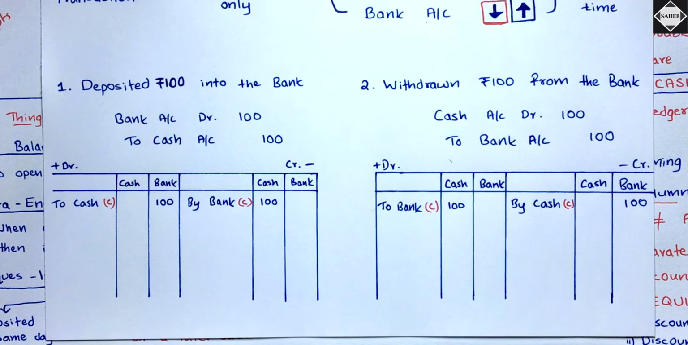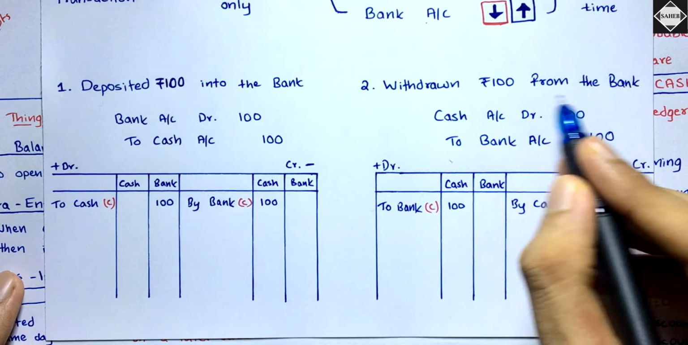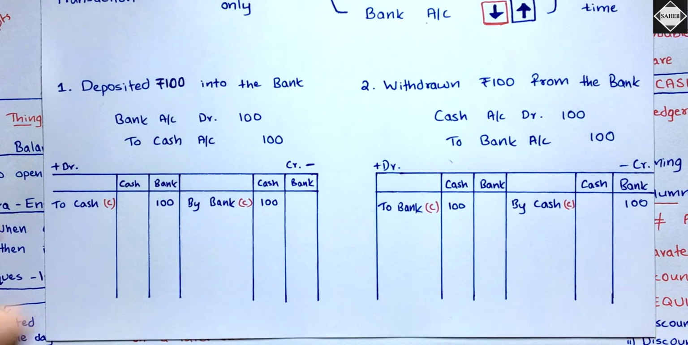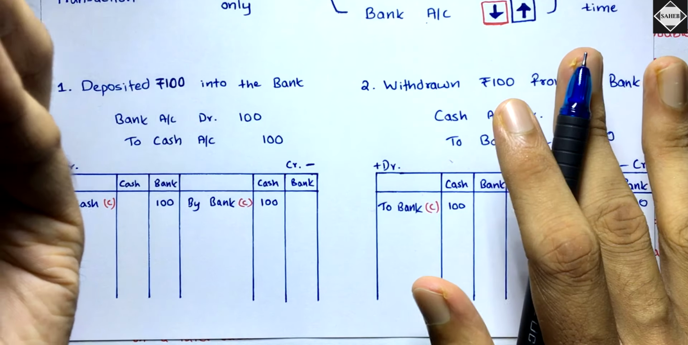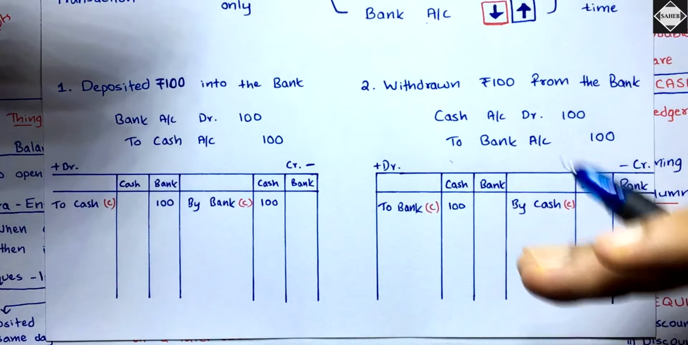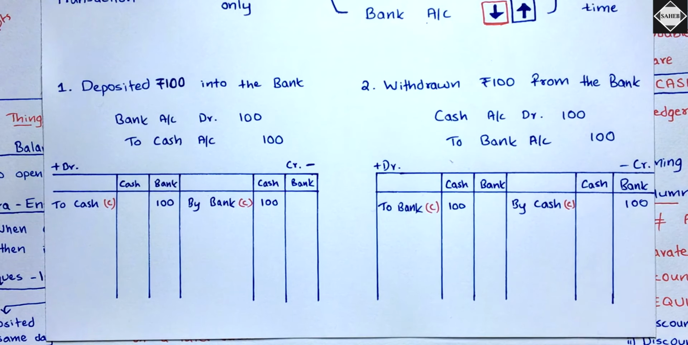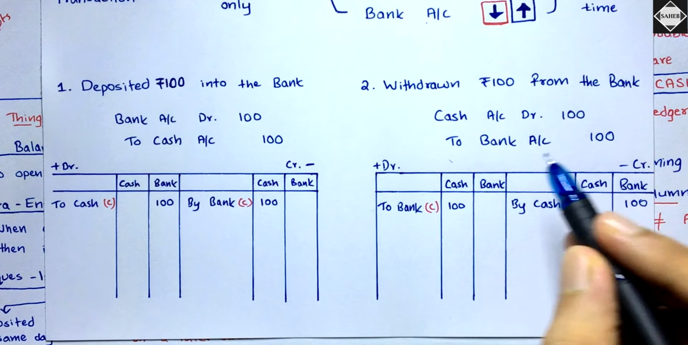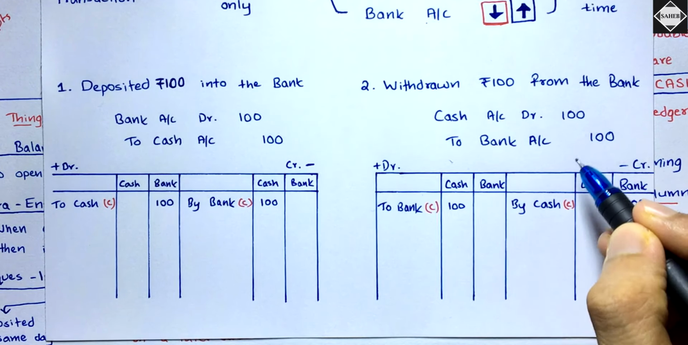Is that okay? Another example is withdrawing rupees 100 from the bank. If you're withdrawing, then what will happen? Simple. The cash is increasing, bank is decreasing. This is also a contra entry transaction. The simple general entry would have been cash account debit to bank account. Cash increase, asset increase, debit that. Bank is also an asset, it is decreasing, so you have to credit that.